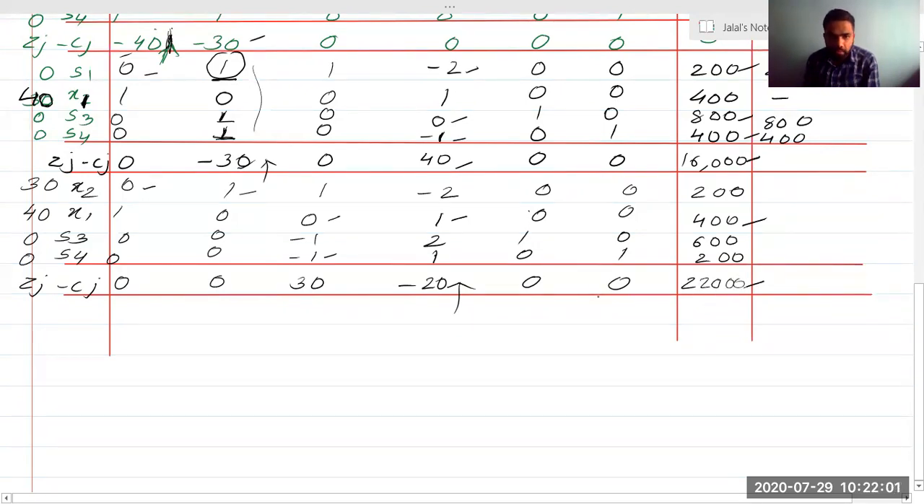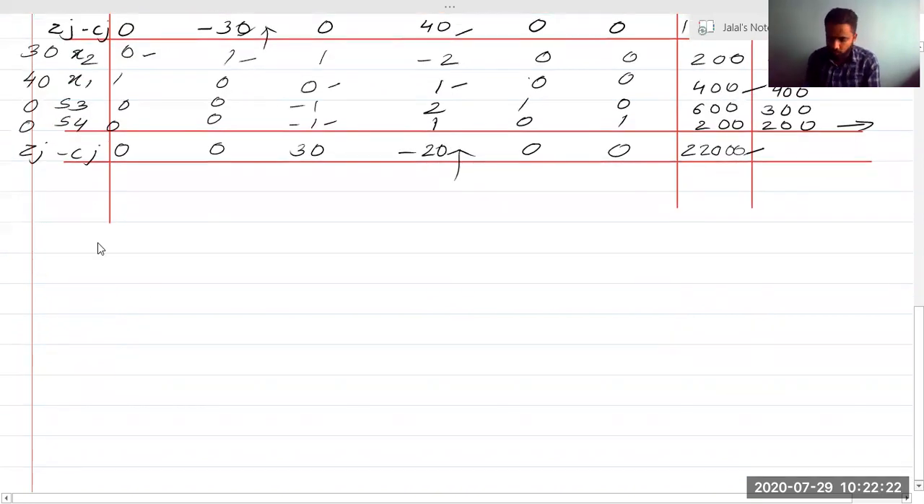Okay. Now we need to look at the key pivot column. So pivot column is having minus 2. So 200 by minus 2 is not divisible. 400 by 1 will be 400, right? 600 by 2 will be 300 and 200 by 1 will be 200. So which is the least positive? 200 is the least positive. Okay. So since 200 is the least positive, what we can do now is, give me a second.